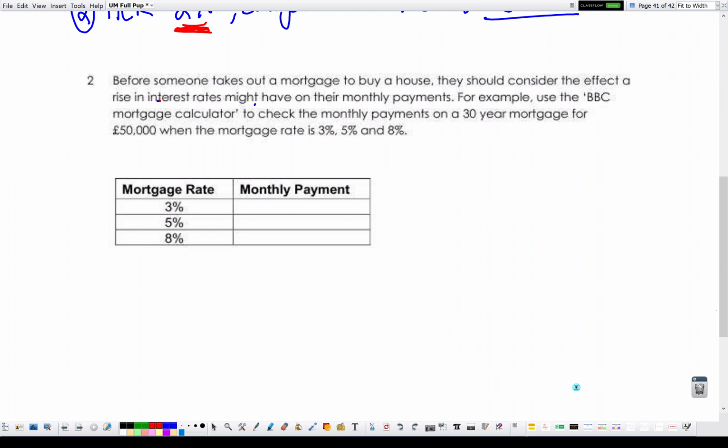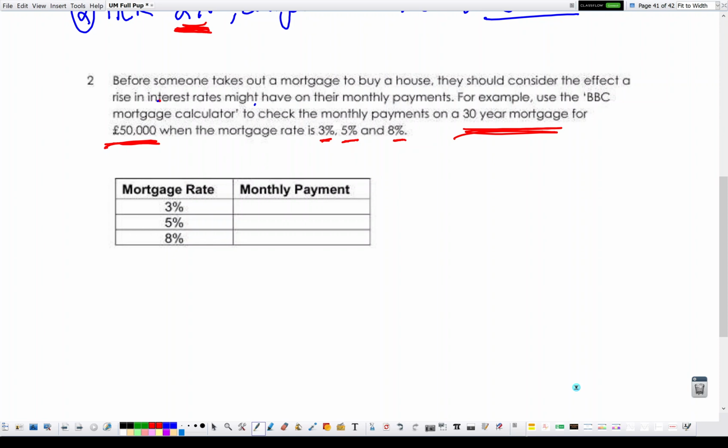So what we're going to do is pause the video just now, go to the BBC mortgage calculator, and input this information. The repayment period is 30 years, so we're paying it back over 30 years. That's standard for a mortgage. It's £50,000 that we're borrowing, and we're going to try it with different mortgage rates of interest: 3%, 5% and 8%. How does that affect your monthly payment? So go to that BBC mortgage calculator and get those three values now.